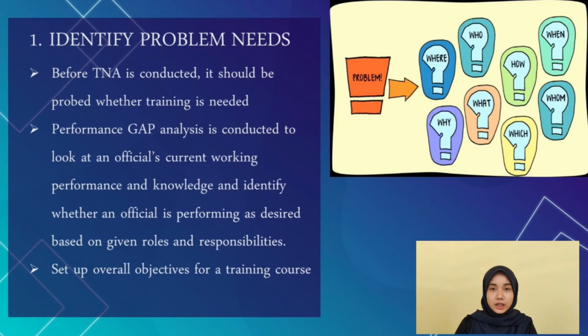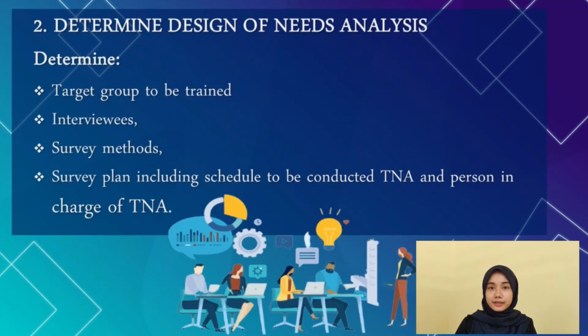If the organization did not achieve their goal, the manager or supervisor needs to define the problem and determine what the causes are. After identifying the problem and needs, the organization will set up an overall objective for a training course, such as training for leadership skill. The second step is determine design of need analysis. The organization should determine the target group to be trained, interviews, survey method, and survey plan including the schedule to conduct TNA and the person in charge of TNA.